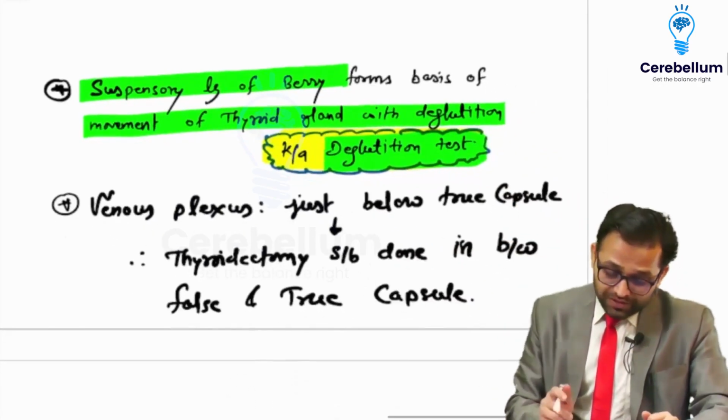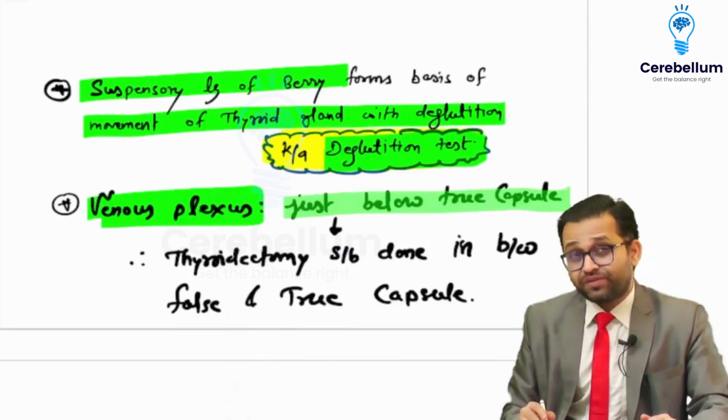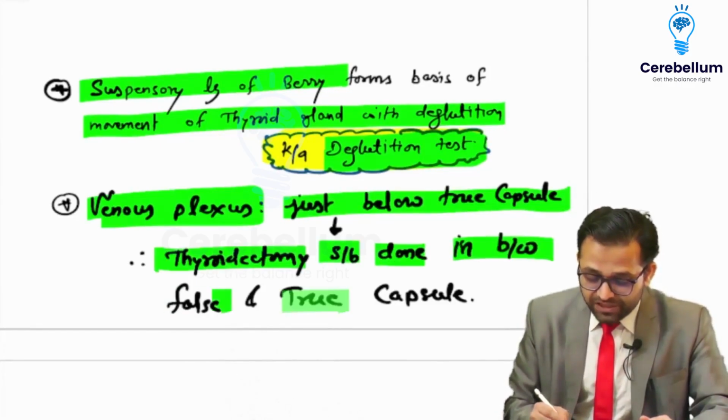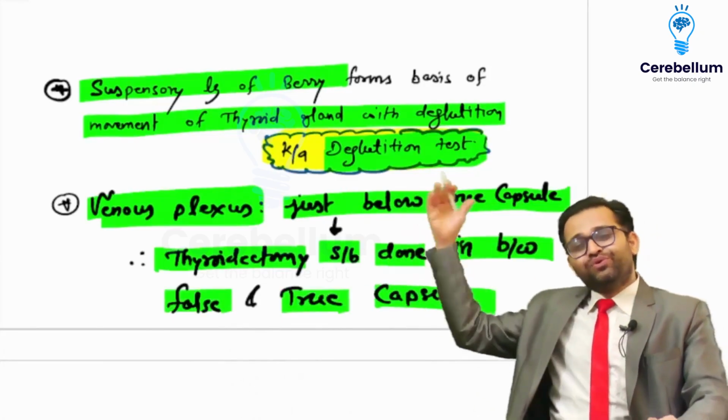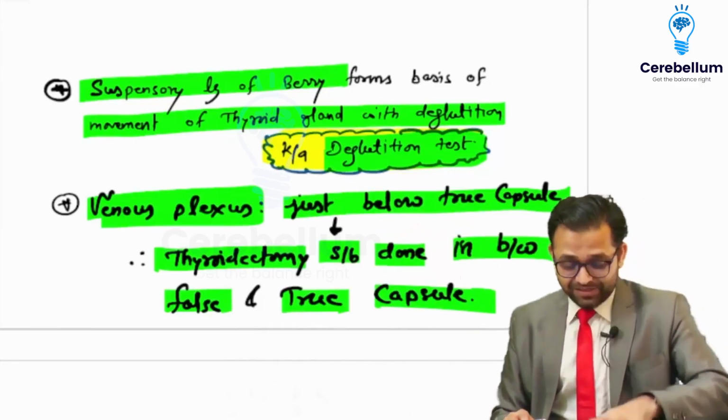Now I told you the venous plexus is just below the true capsule. Thyroidectomy should be done in between the false and true capsule. Another beautiful concept of our surgery. Agree, beta? Fine. Okay sir.